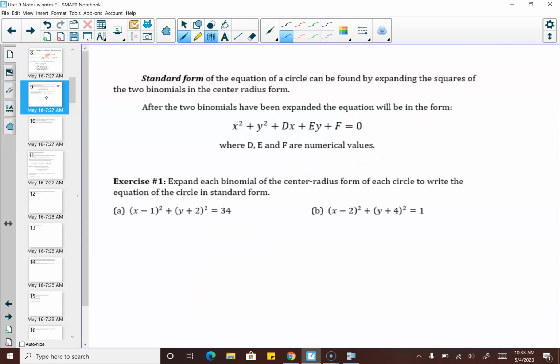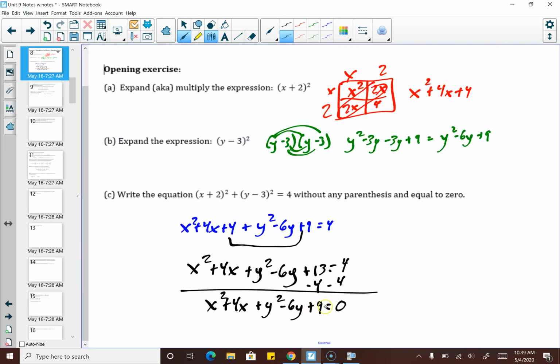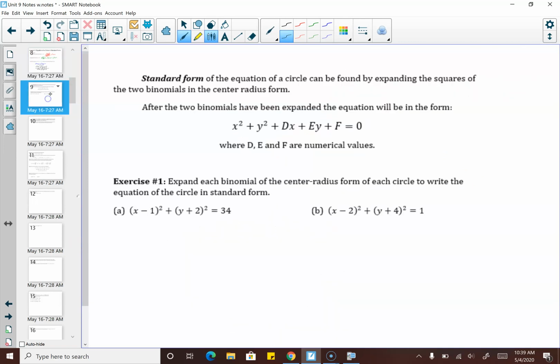So standard form of the equation of a circle can be found by expanding the squares of the two binomials in center radius form. So after the two binomials have been expanded, the equation will be in the form of x squared plus y squared plus dx plus ey plus f equals 0. Now, some of this is interchangeable. As you could see, we had our x squared and our x term next to each other, our y squared and our y term next to each other. And then our constant was at the end, but it was set equal to 0. So that's what's called standard form of a circle.